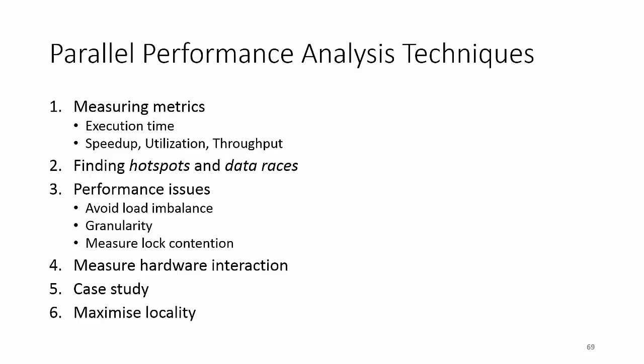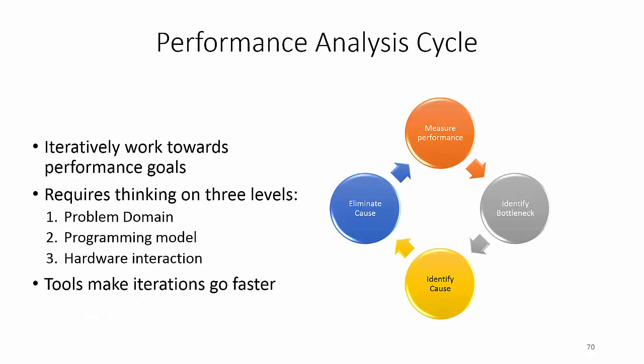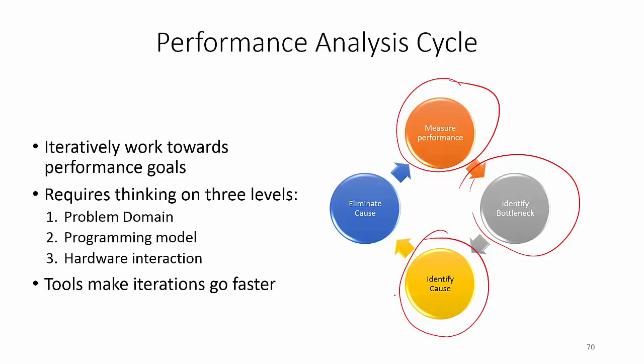So let's now have a look at a case study on how to do the whole iteration. Here is an example of a typical performance analysis cycle that you go through iteratively. You first measure the performance of a program, identify the bottlenecks, identify the cause of these bottlenecks, eliminate the cause, and then you go through all these levels here.